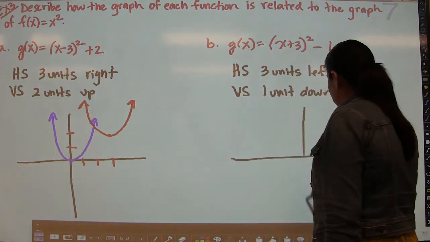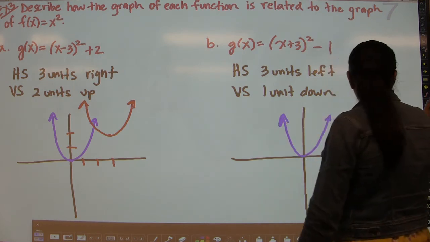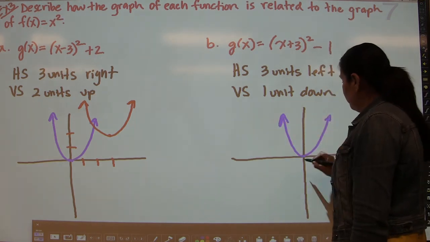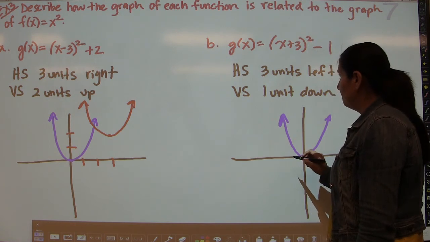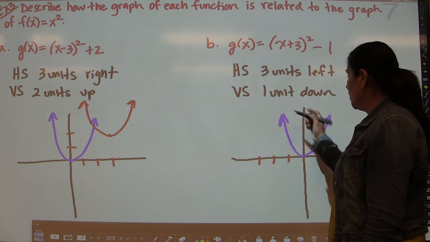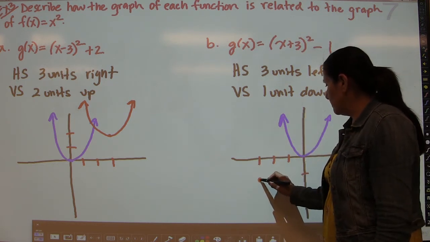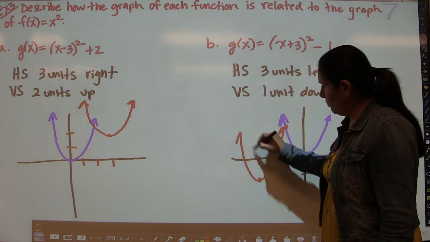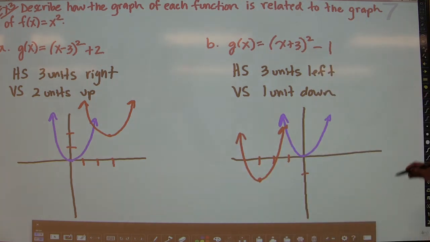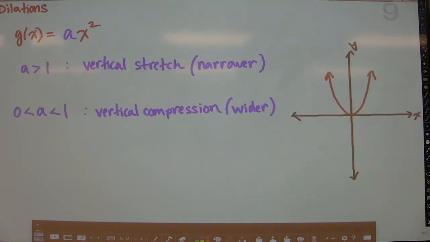Over here, do something very similar. Here's our parent graph, and then we want to go 3 units left, so we're going to go 1, 2, 3, and this time I want to go 1 unit down. So we're going to go 3 units left, 1 unit down, here's my vertex, and then there's your parabola. Easy peasy Japanesey. So now I want you to try these 2, and then we're going to go to dilations.